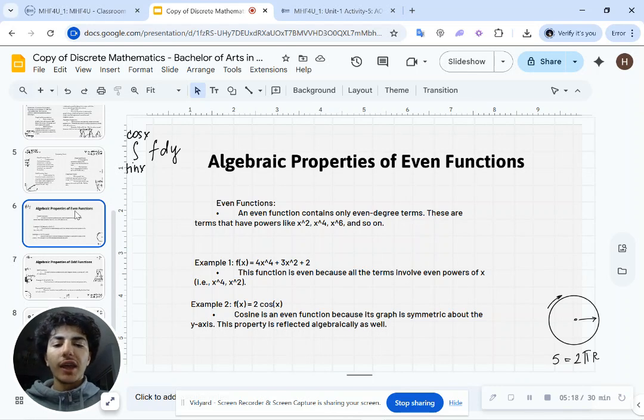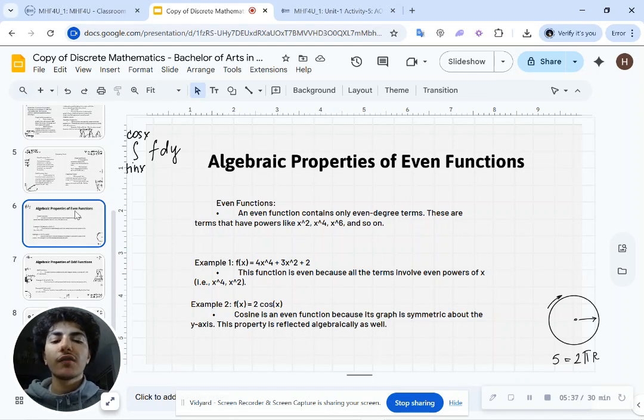Example 1. f(x) equals 4x to the power of 4 plus 3x to the power of 2 plus 2. This function is even because all terms have even powers. 4x to the power of 4, even. 3x to the power of 2, even. 4 and 2 are both even. Exponents x to the power of 4, x to the power of 2 are all even, so we know this function is even.